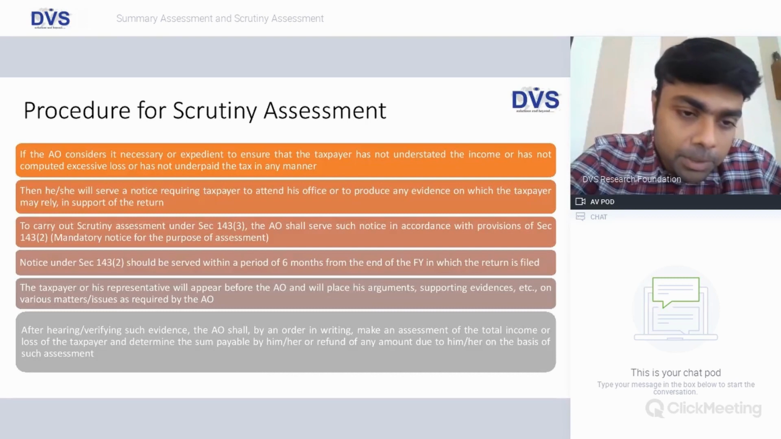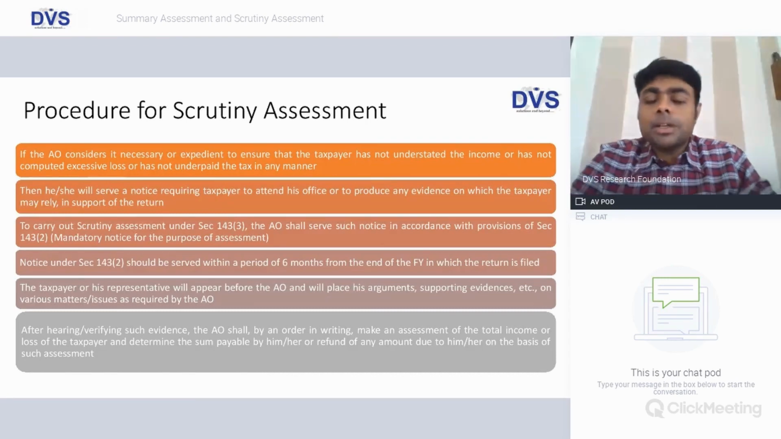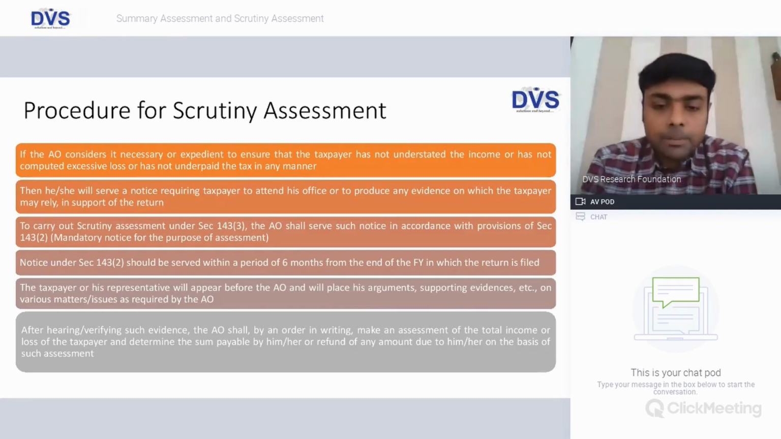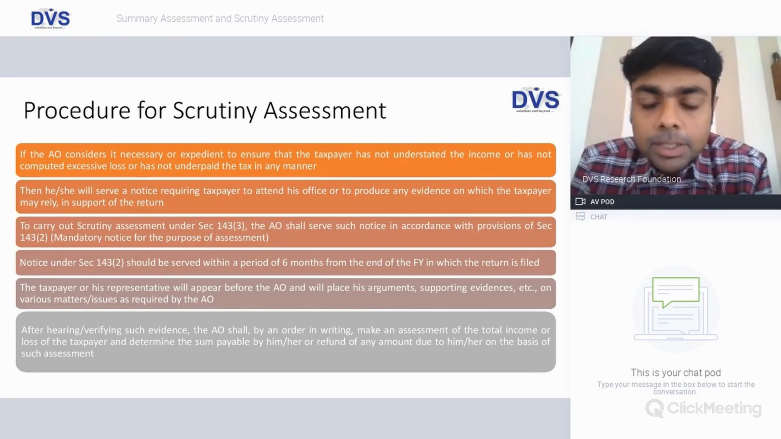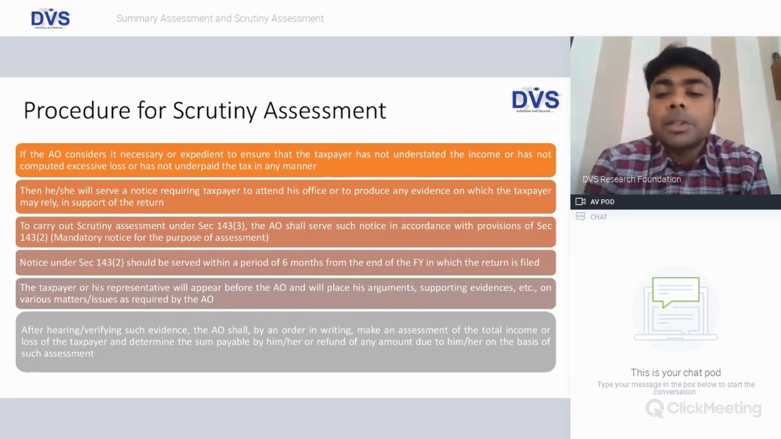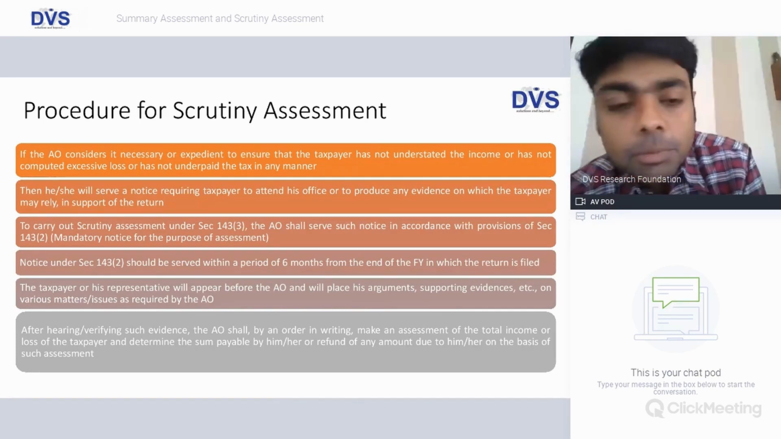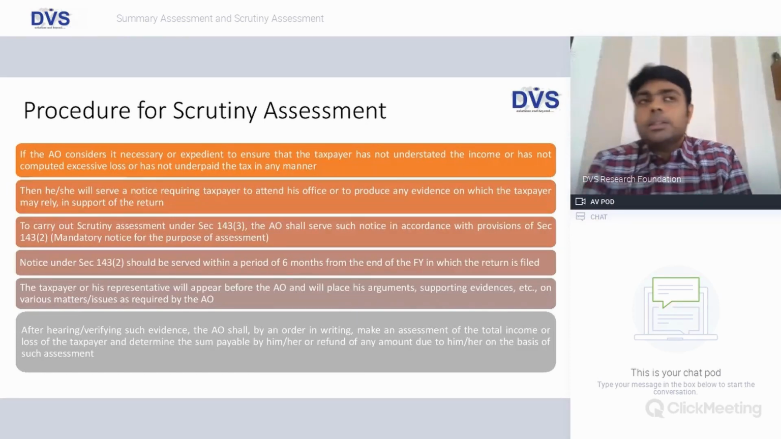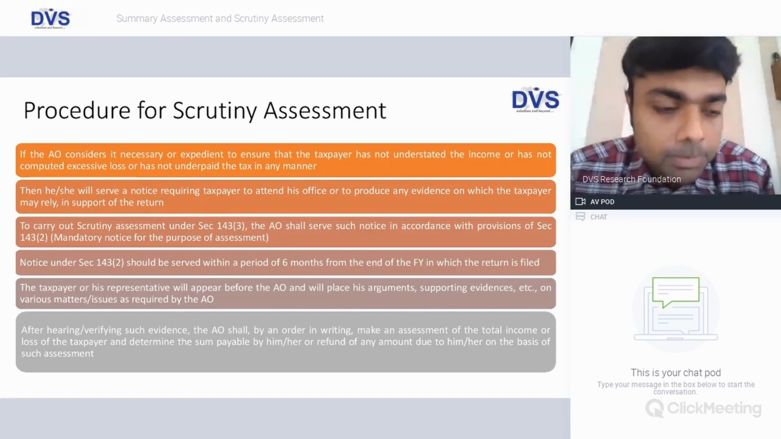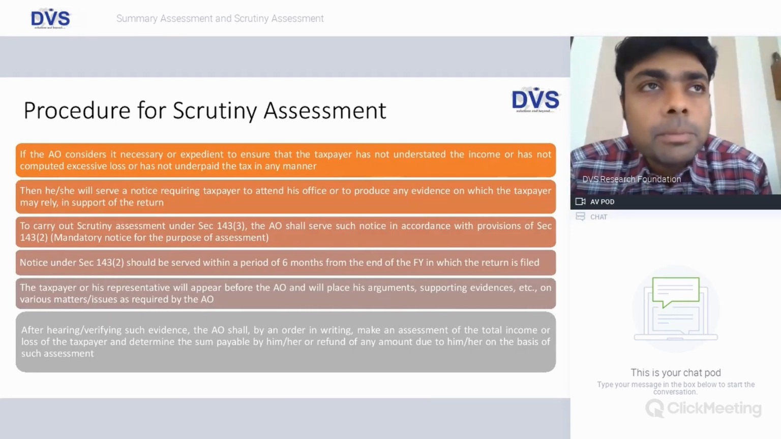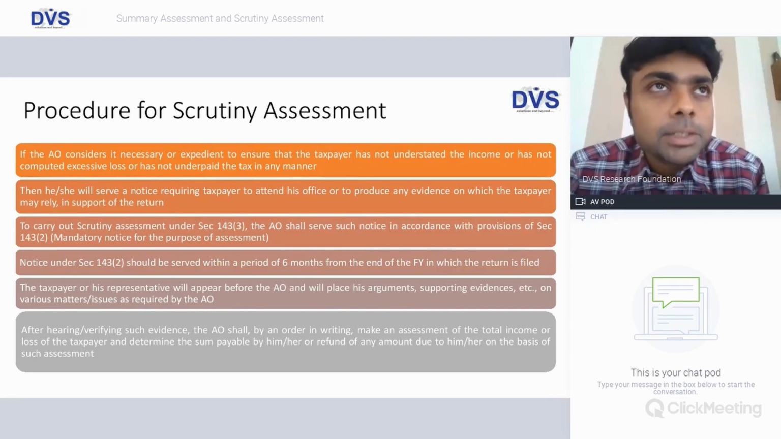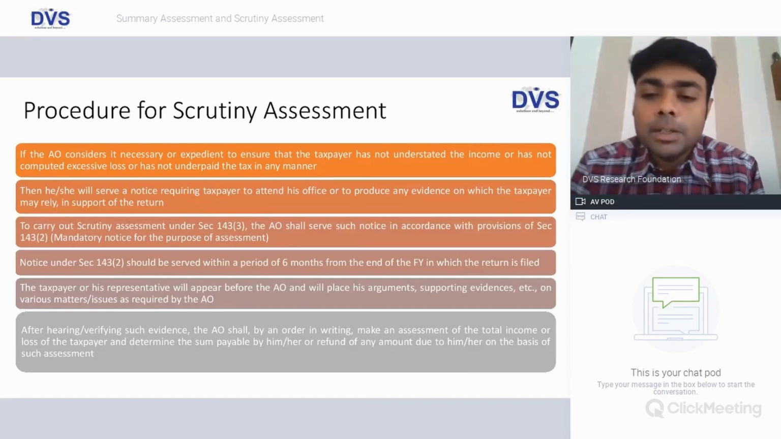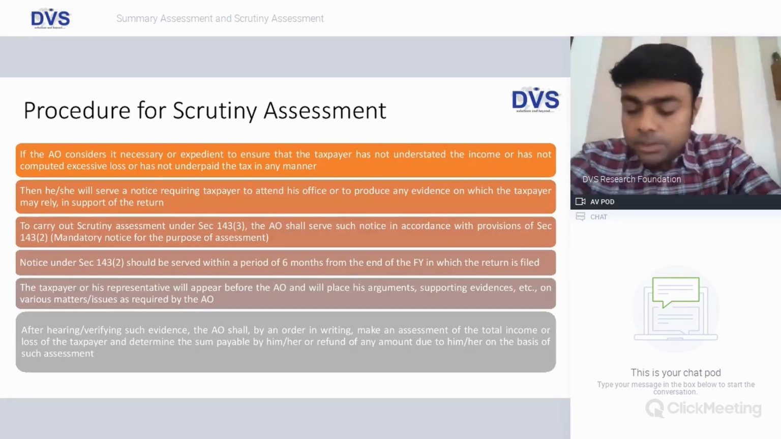What is the time limit for issuing notice? Within 6 months from the end of the financial year in which the return is filed. So it's a very shortened time frame. But look at it, friends. It is from the end of the financial year in which the return of income is filed. So let's assume for the financial year 18-19, your due date is say 30th of September 19. The end of the financial year is 31st of March 20. So 6 months, before September 20, your return can be picked up for scrutiny.